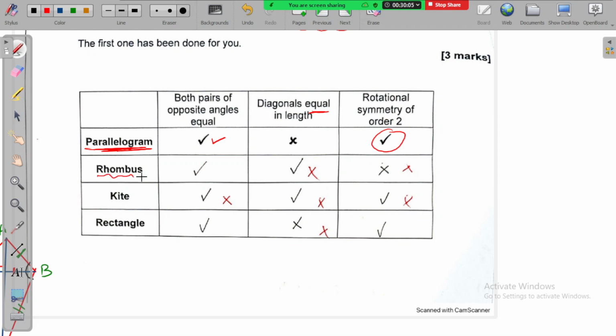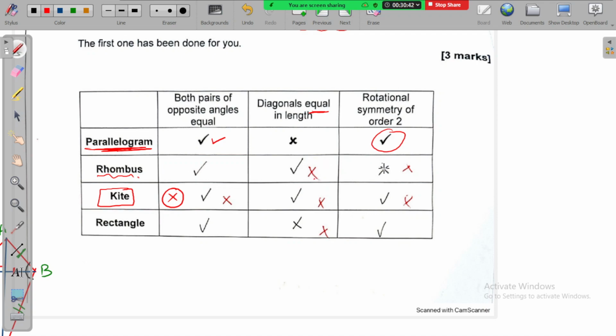Then comes the rhombus. So if we discuss rhombus, both pair of opposite angles are equal. Yes, because it is a property of parallelogram. So it will be yes everywhere. Only for a kite it will be a no because kite is not a parallelogram. So you need to put a cross on this one. Now if we discuss the next property, diagonals are equal in length for a rhombus? No, they are not equal. Because in parallelogram they are not equal, so in rhombus also they are not equal. Only in a rectangle or a square they are equal. Yes or no? So that's why it is also a no.